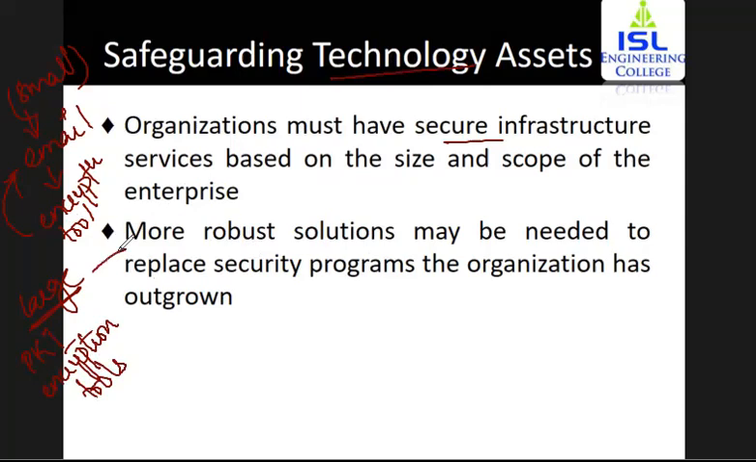Now, the second point that I've told is this one, more robust solution. That is, if the particular company grows, you need to provide a more intact solution that is going to safeguard your organization from any type of attack or any type of threat. You might also replace some security program. That is, this encryption tool that you were previously using, you might update it with a more robust encryption tool. Or you can have public key encryption and private key encryption placed within a particular organization.